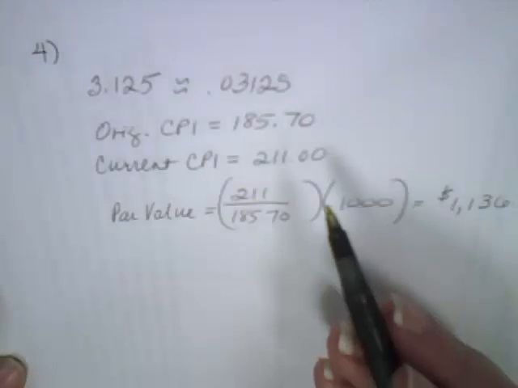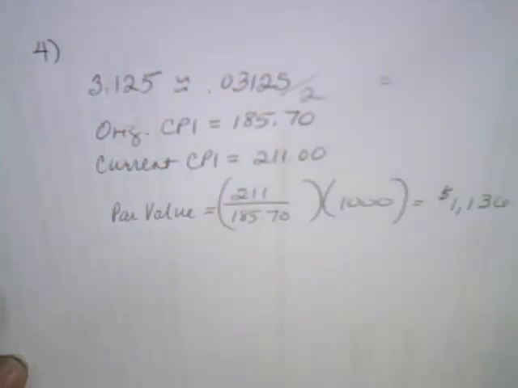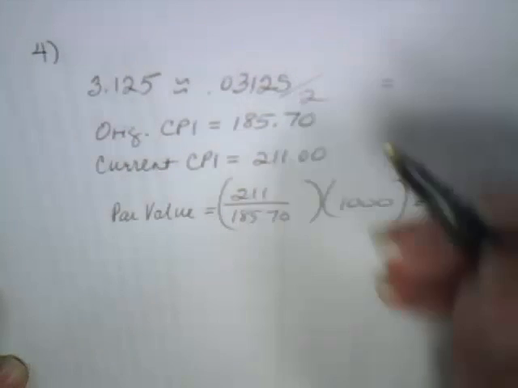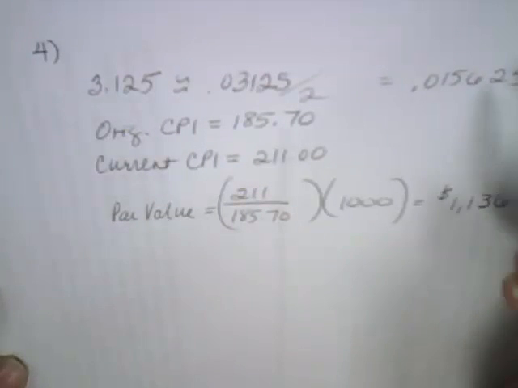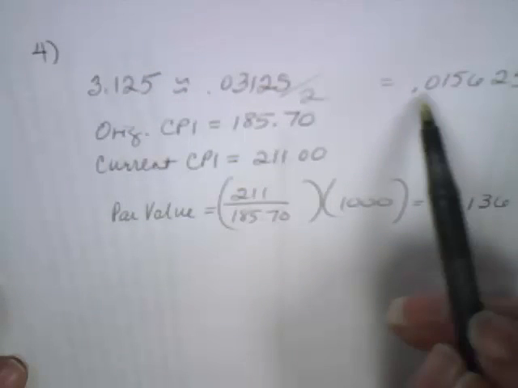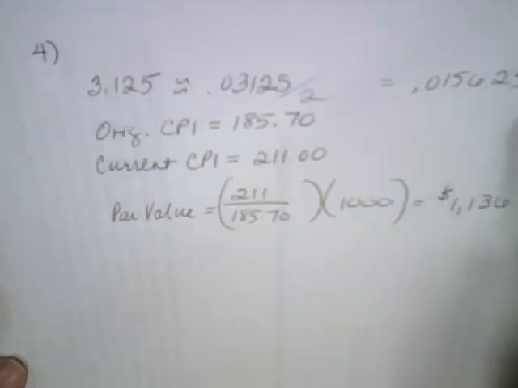Now we know as a bond we're going to get an interest payment twice a year. So let's go ahead and adjust that interest rate for semi-annual payments. So 0.03125 divided by 2. That means that each interest payment every 6 months is going to be 0.015625. That's going to be the interest rate, or 1.56%.